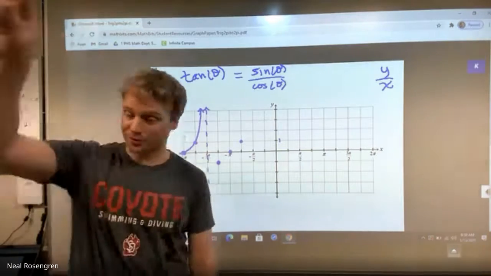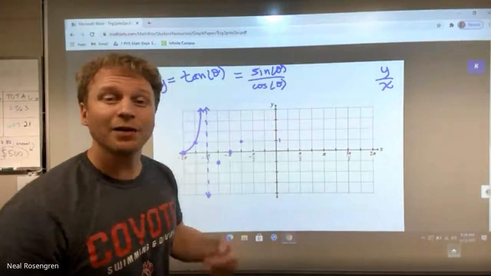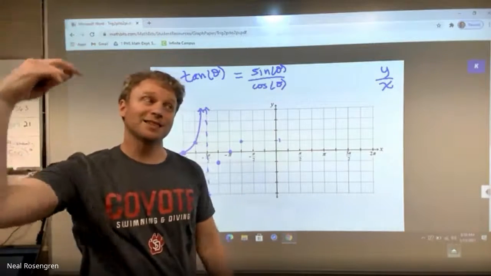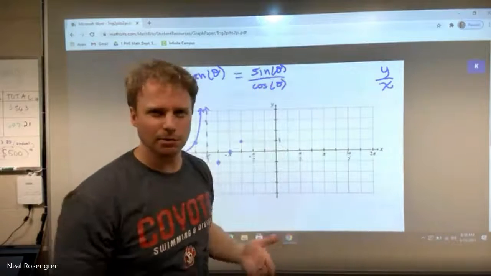And then you get yourself to negative pi over 2, so 3 pi over 2, down there at the bottom. And we have the same thing that we did up top, right? Because x is 0, when you're on the y-axis, and so you're dividing by 0.